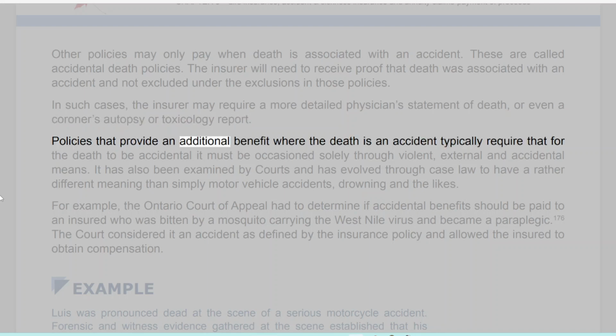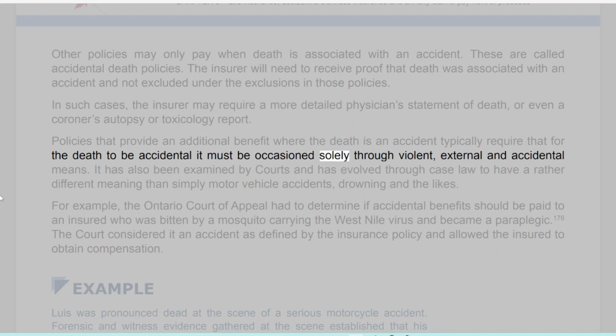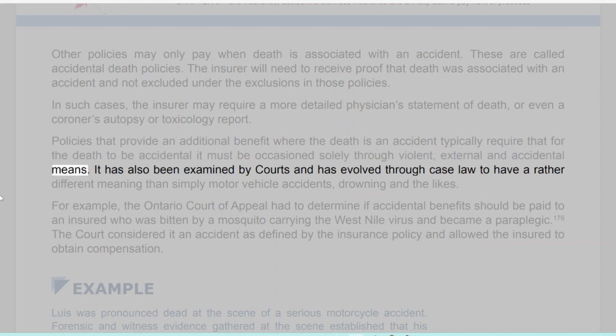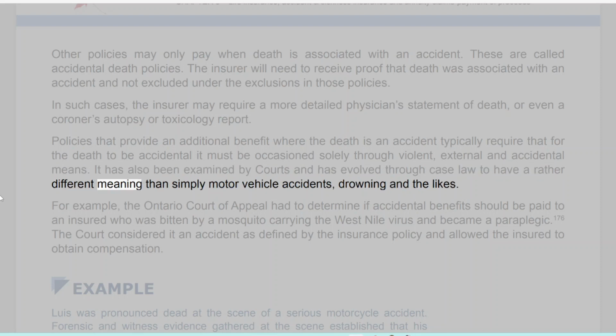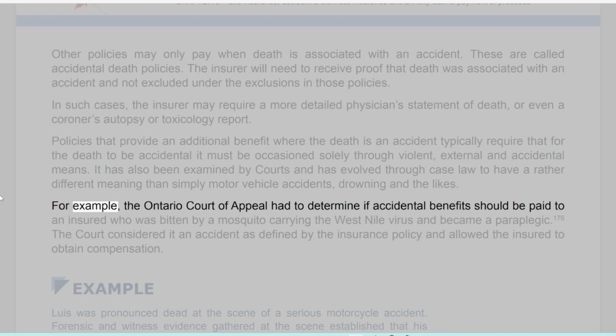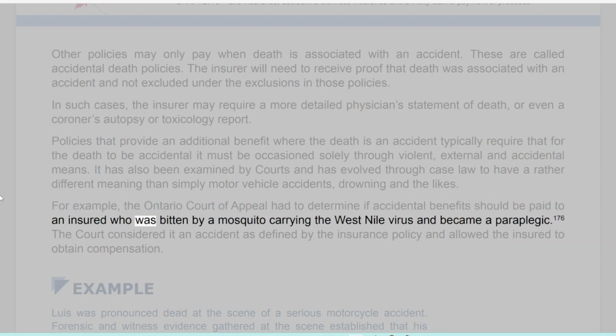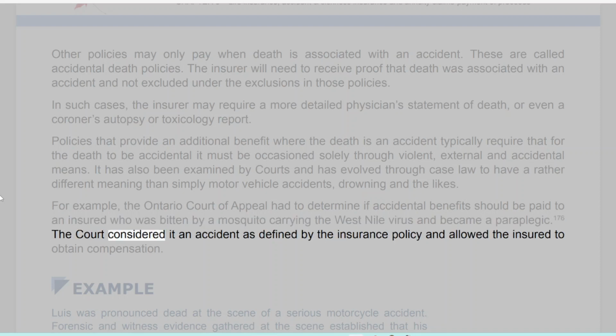Policies that provide an additional benefit where the death is an accident typically require that for the death to be accidental it must be occasioned solely through violent, external, and accidental means. It has also been examined by courts and has evolved through case law to have a rather different meaning than simply motor vehicle accidents, drowning and the like. For example, the Ontario Court of Appeal had to determine if accidental benefits should be paid to an insured who was bitten by a mosquito carrying the West Nile virus and became a paraplegic. The court considered it an accident as defined by the insurance policy and allowed the insured to obtain compensation.